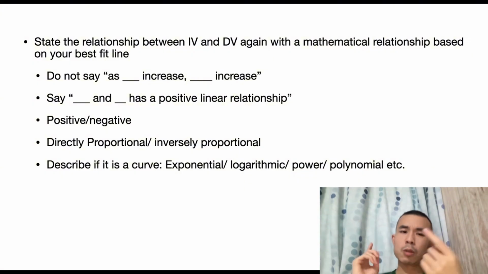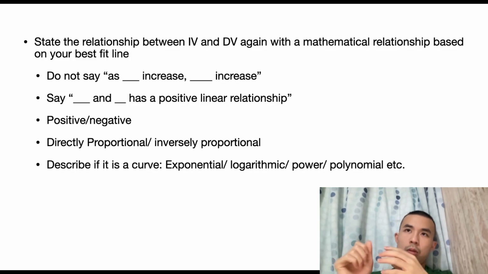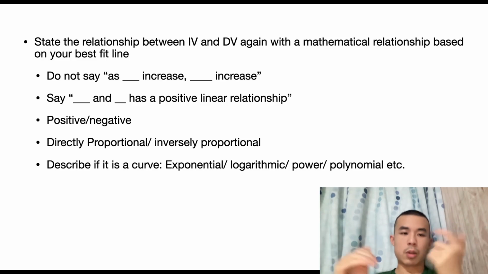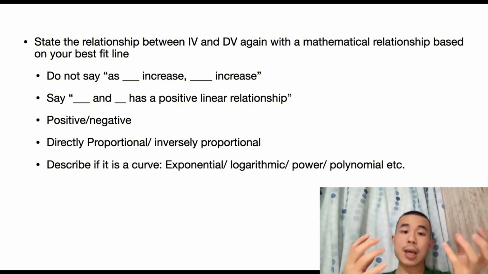It would be better if you mention whether it's a positive relationship or a negative relationship. Besides that, you can talk about whether there's a linear relationship. Sometimes it may not be just simply positive linear or negative linear. If your graph is very good and proportional, that's actually very good: directly proportional or inversely proportional. These are things you can say as well.